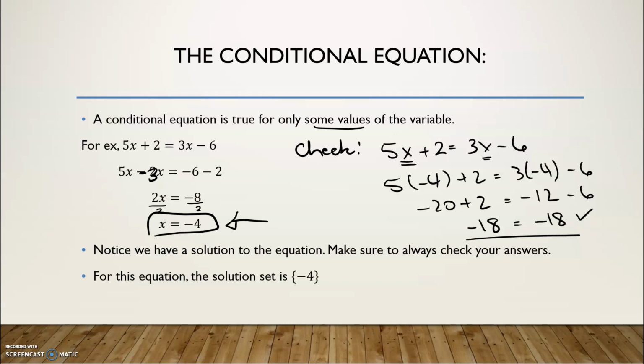Now notice that this is my only answer for this equation right here. So only some of the values, in this case just one value, works for this equation. So how you would set up your solution set, you would have these brackets right here and include all the numbers that made the equation a true statement. The only one we got is negative 4. This is a conditional equation.